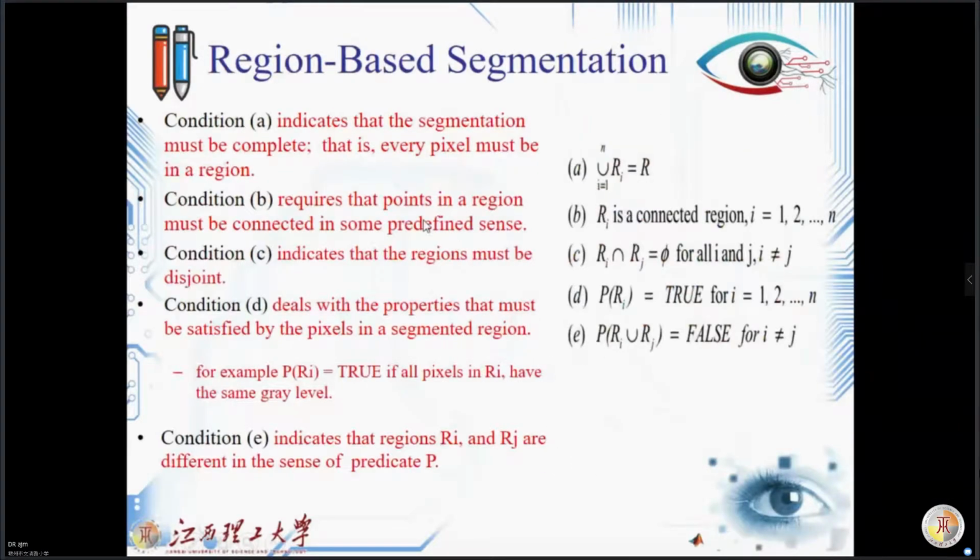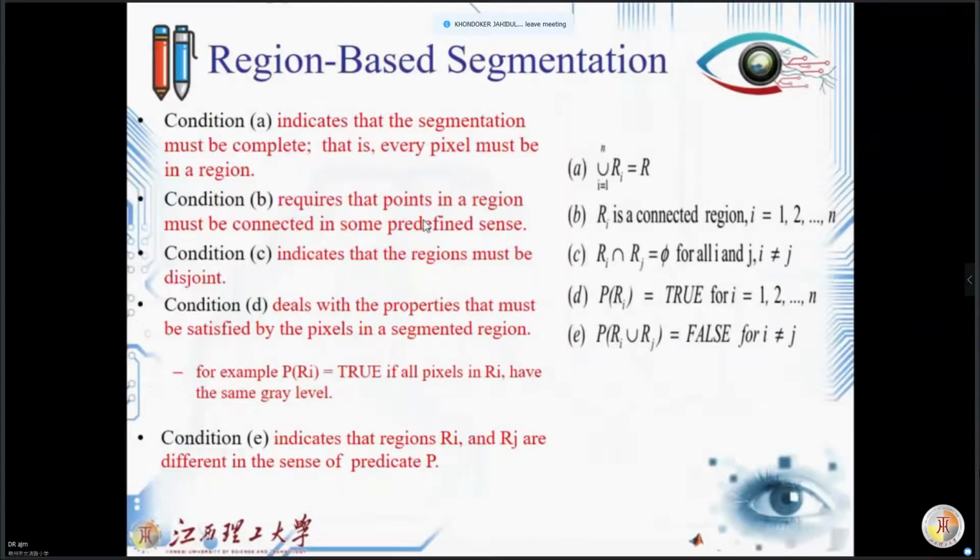Condition A indicates that the segmentation must be complete. That is, every pixel must be in a region, so all the regions should be included inside our segmentation. With condition B, we require the points in a region to be connected in some predefined sense. Then your points should be connected. And in condition C, we indicate that the regions must be disjoint.